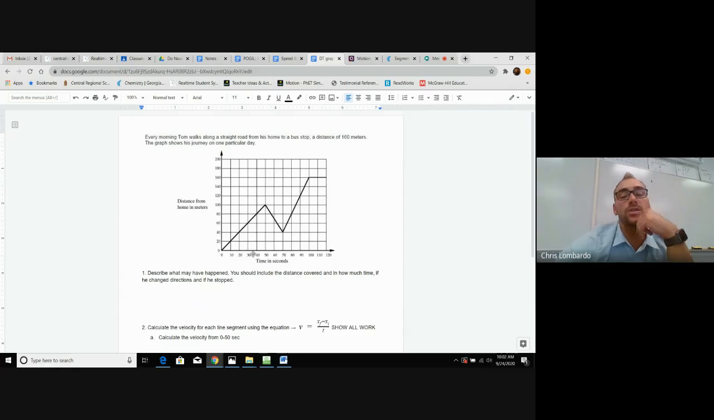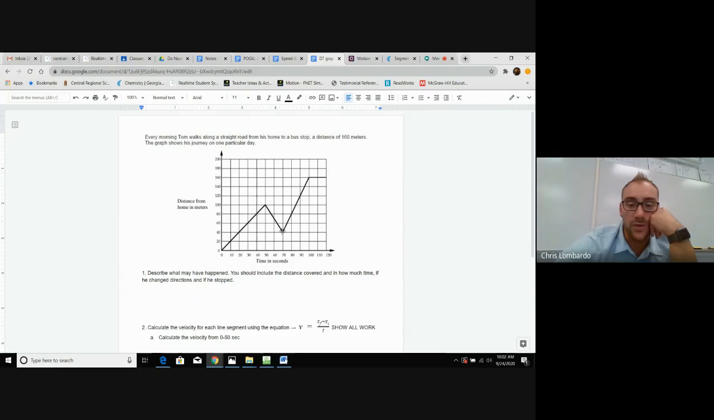So what you're going to be typing out and writing is that Tom walked 100 meters, because he went from 0 to 100 meters, and it took him 50 seconds. So Tom walked in the positive direction, 100 meters in 50 seconds. Then he turned around and went how much? Well, he went from 100 to 40, which is a total of 60 meters. So he went back 60 meters in 20 seconds, because he went from 50 to 70 seconds.